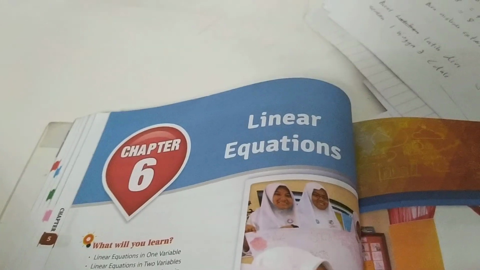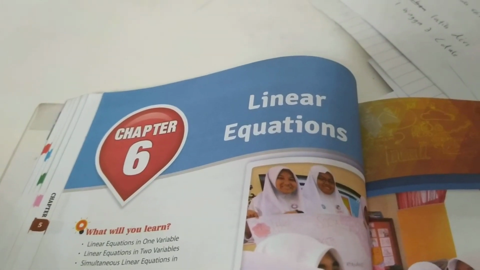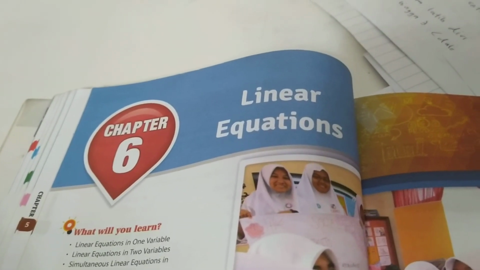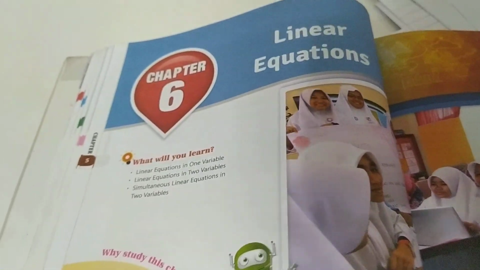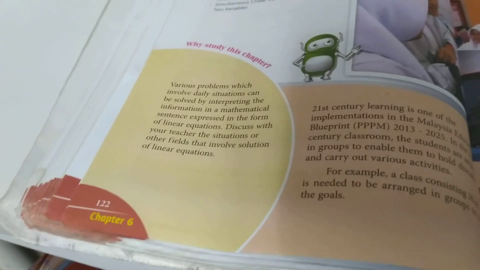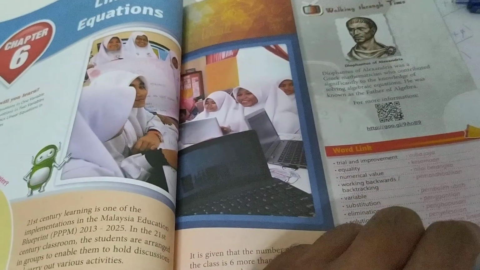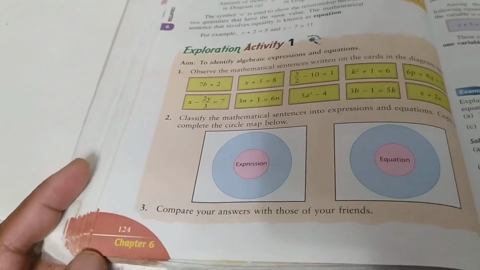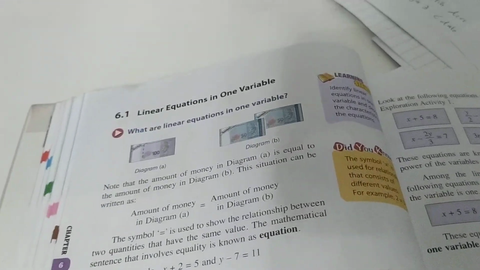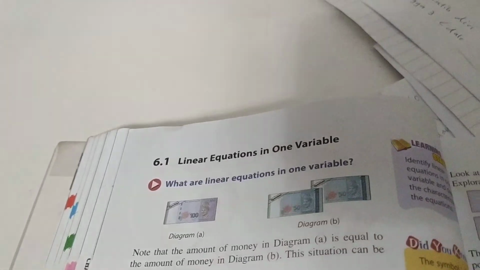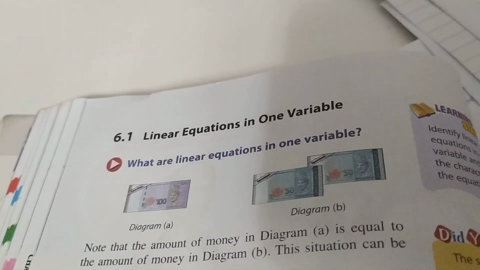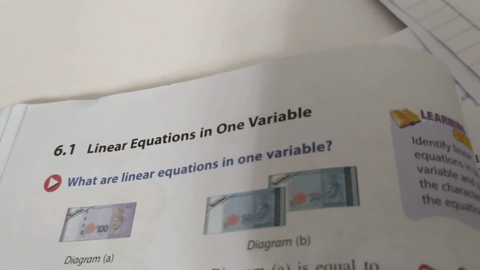Okay, class. So for the lesson today, we are going to learn a new chapter, Chapter 6, Linear Equations. Please open your mathematics textbook, page 122 and also 123. Please read first. Then proceed to page 124. The first subtopic is 6.1, Linear Equation in One Variable.